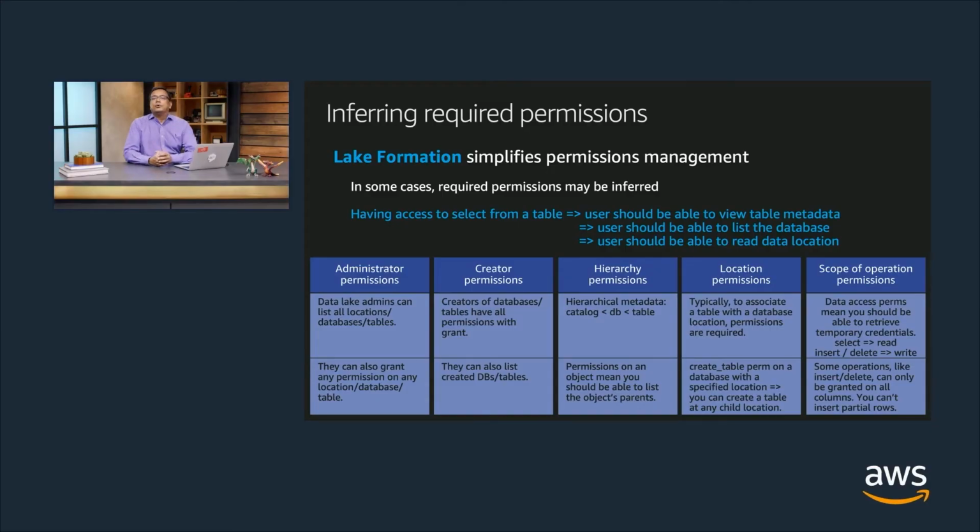And similarly, we make some inferences based on the scope of the operation. For example, if you can select from a table, it means that you should be able to read from the table's data from S3.